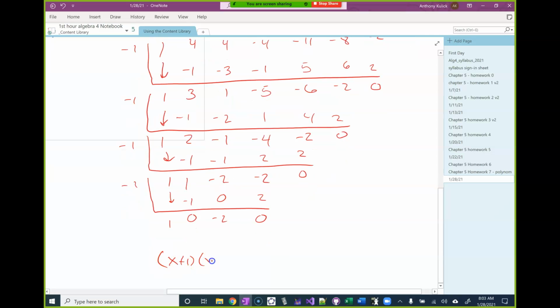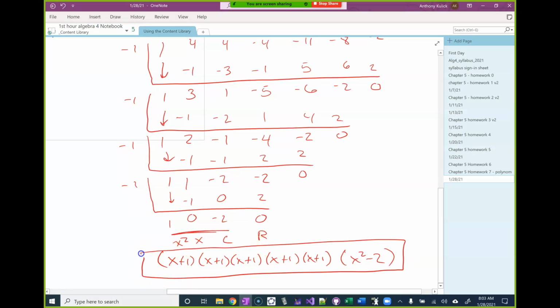So that means I have 5 x plus 1s, 1 for each of those synthetic divisions able to do. And then I also have the x squared minus 2 at the end. Remember, we have remainder, constant, x coefficient, x squared coefficient. So there's my factored form.